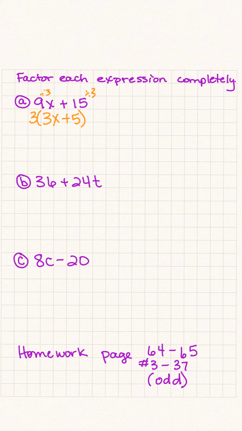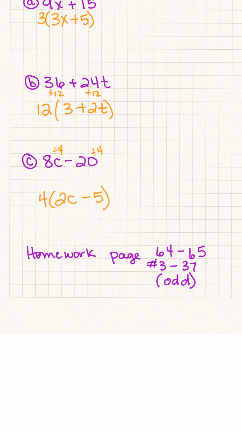Try the next two on your own. Press pause and come back when you're done. For these, you should have gotten 12 times 3 plus 2t. And for C, 4 times 2c minus 5. Your homework pages for tonight are 64 through 65, number 3 through 37 odd.